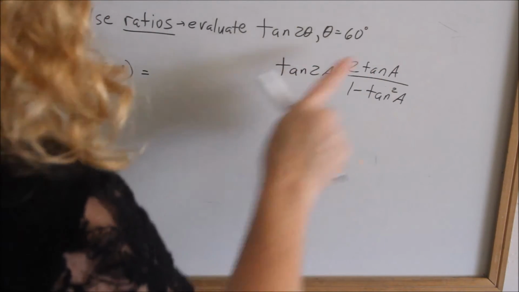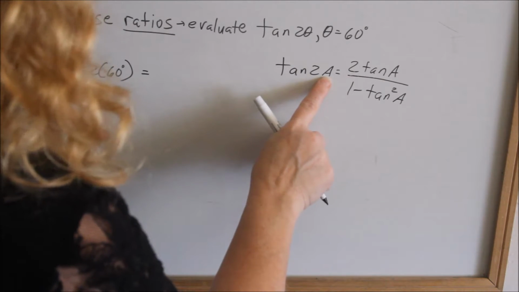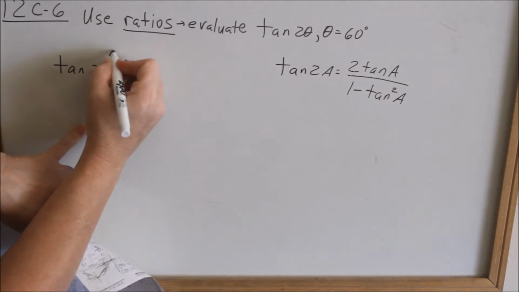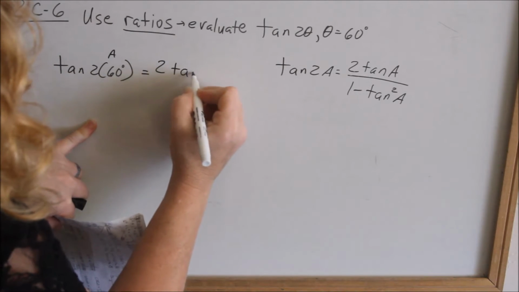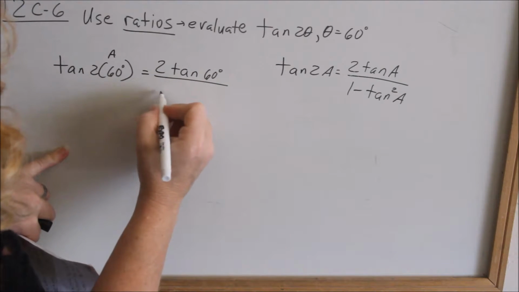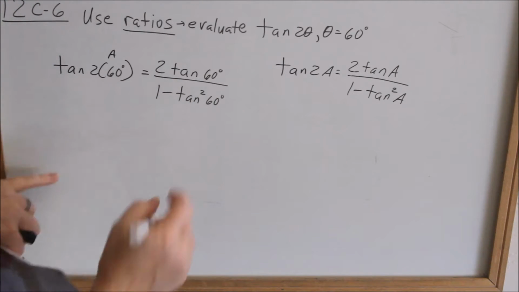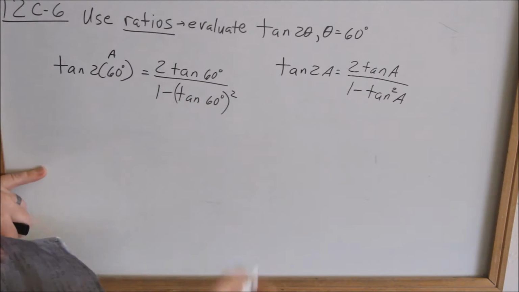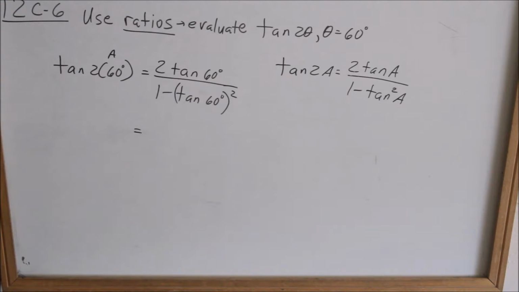So we're going to use this formula with our theta or our A being 60 degrees. Everywhere we see an A, we're replacing it with 60 degrees. It's like this is our A right there. So we're taking the formula, 2 times tangent of 60 degrees, over 1 minus tangent squared of 60 degrees. Just as a reminder, that means tangent of 60 degrees, then square it. And they're wanting us to use ratios, fractions, or radicals.